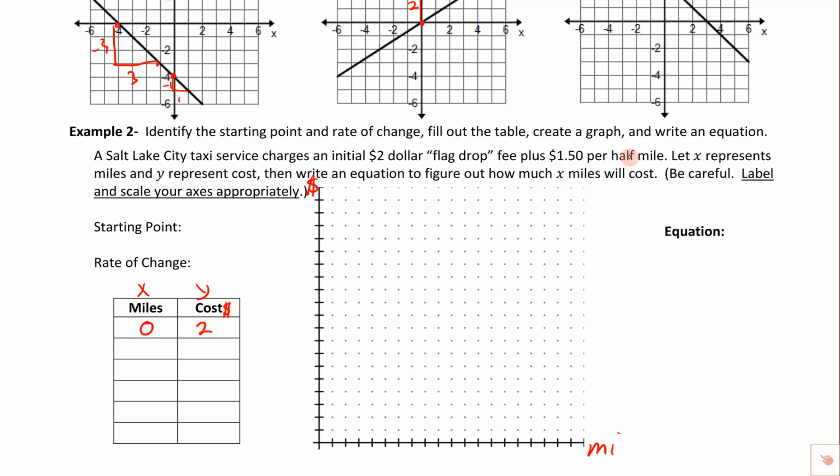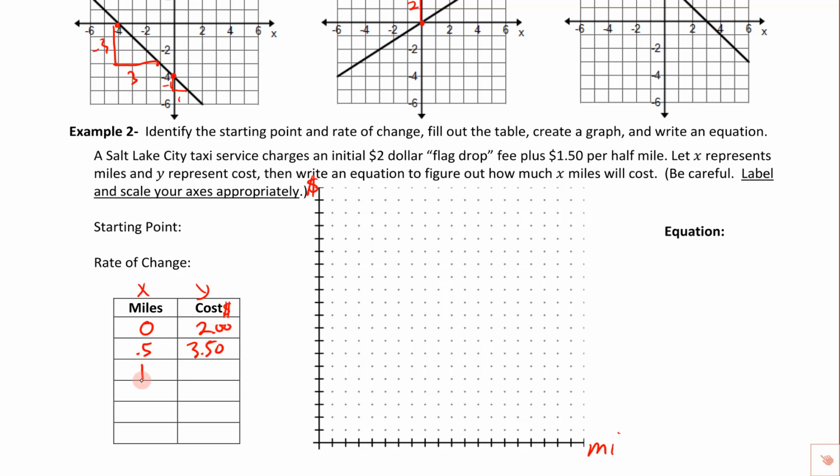Then it costs $1.50 for every half mile. So let's put a half mile here. We'd have to pay the $2 flag drop fee, plus we went a half a mile, so that's going to be another $1.50. So that's going to be $3.50. Okay, make those look like dollars.